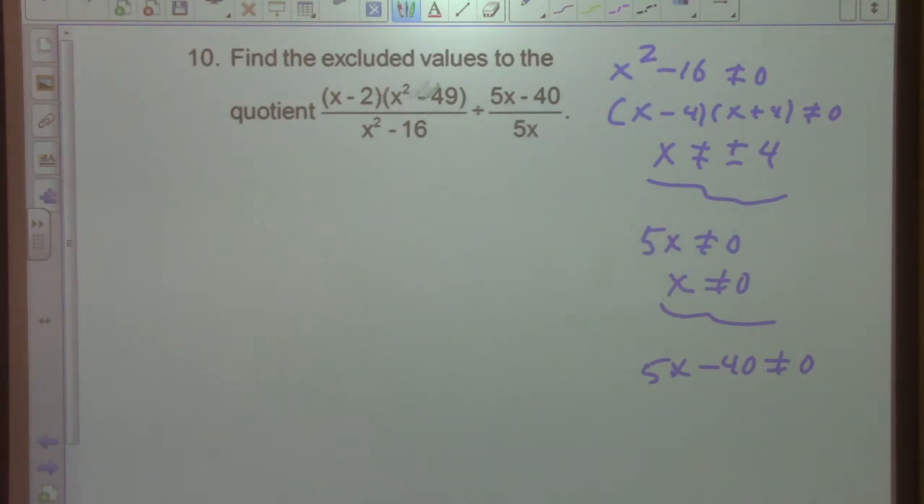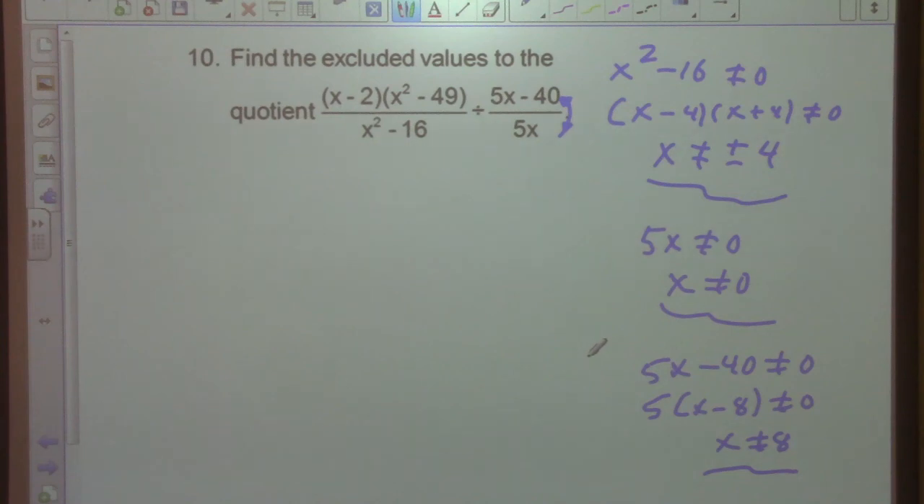When we convert this into a multiplication problem, we're going to turn this upside down, and this thing up here is going to be the denominator. So 5 times x minus 8 cannot equal 0, and so x cannot equal 8. Those would be all our excluded values.